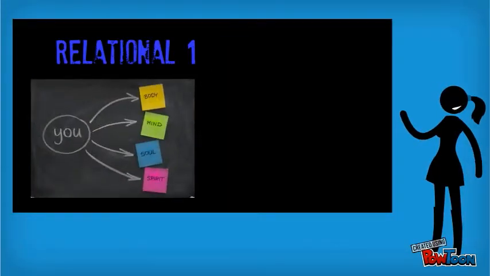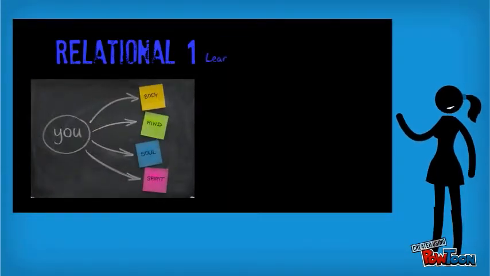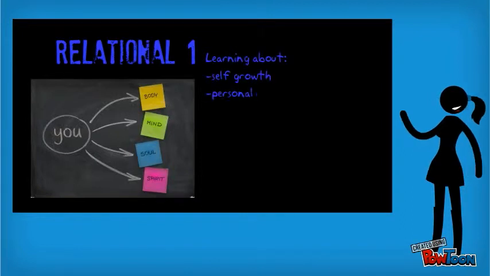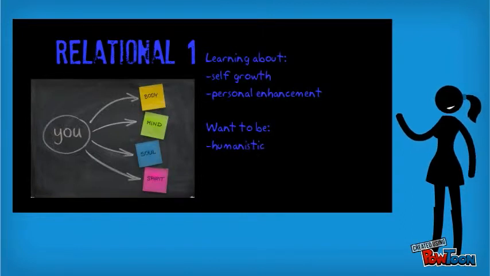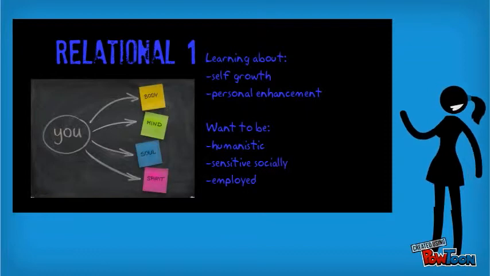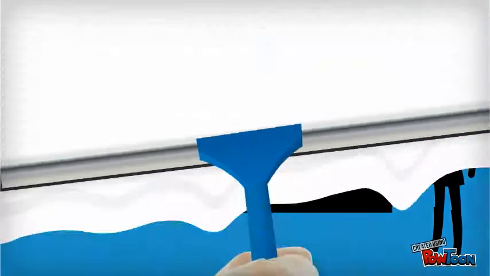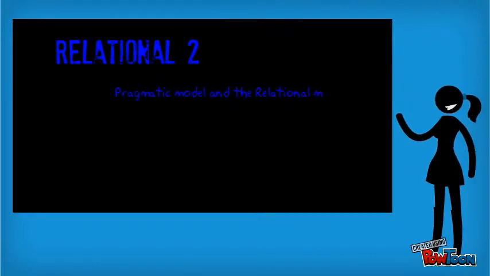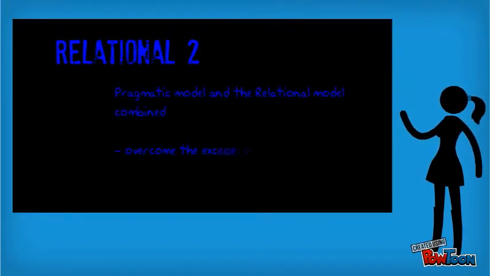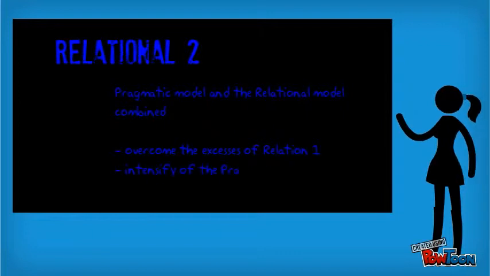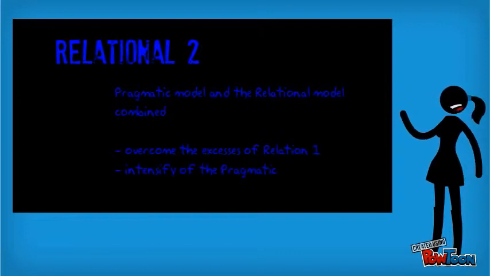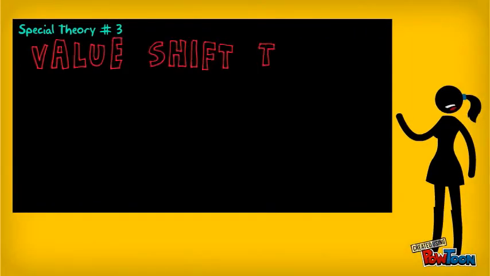Relational 1, which is learning about self-growth and personal enhancement. This is when the group wants to be humanistic, sensitive socially, and become employed. Relational 2, which is the combination of the pragmatic model and the relational model. It is used to overcome the excess of relational 1 and to intensify the pragmatic model.